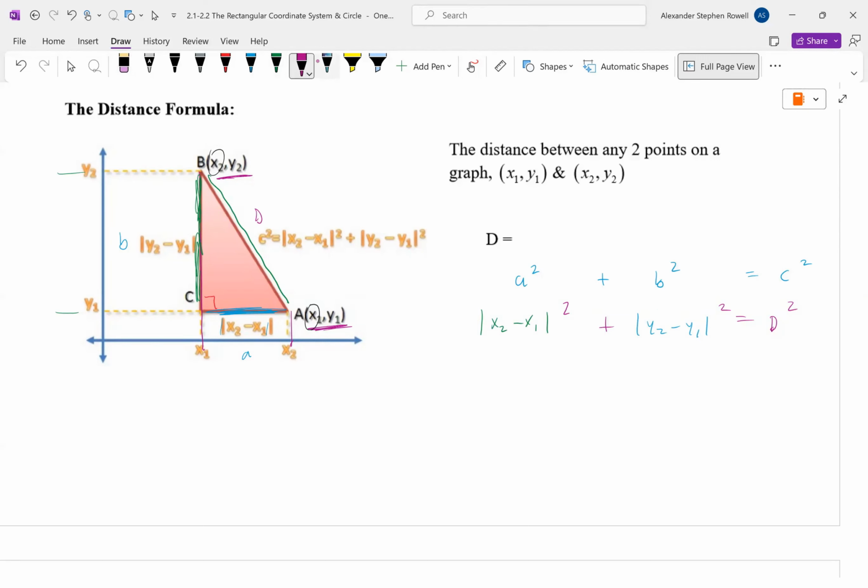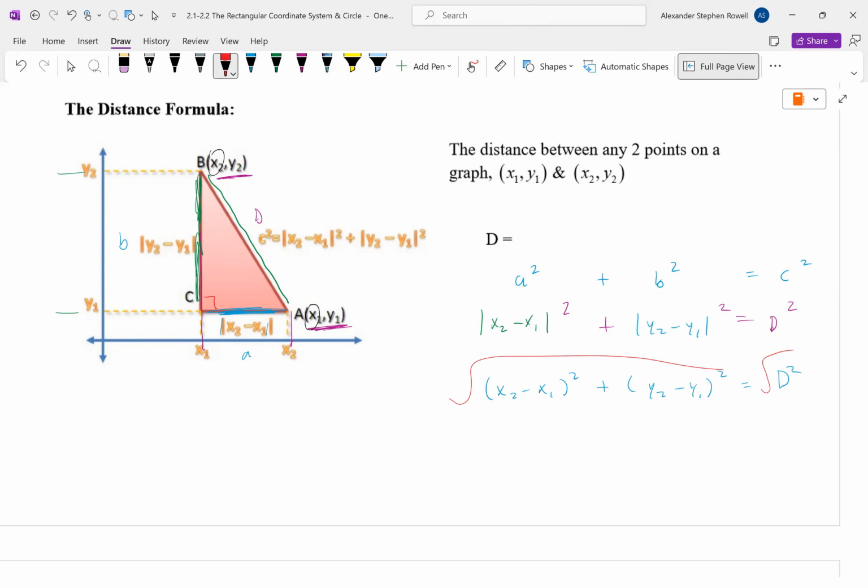Do you recall that if you square a negative number, it becomes positive? Square a positive number, it stays positive. The absolute value squared is redundant. I don't need to take the absolute value. I could just write it as (x2 minus x1) squared plus (y2 minus y1) squared. If I solve for the distance, I would do what? Take the square root of both sides.